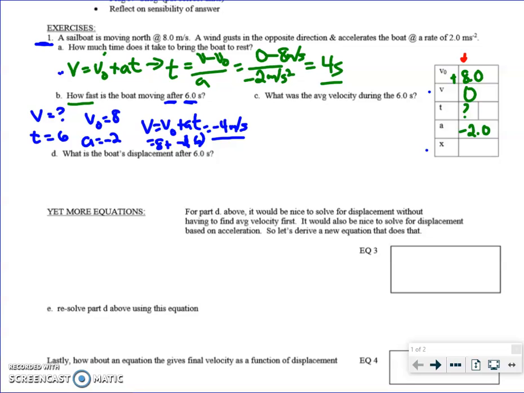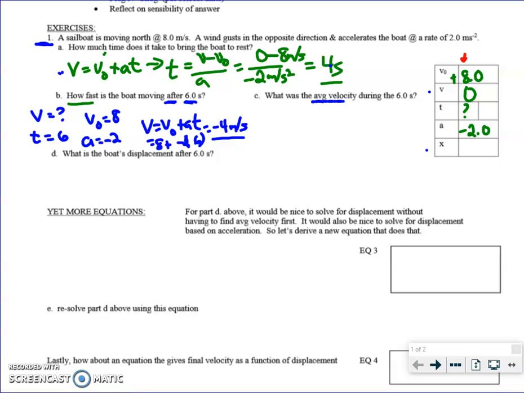Did I do anything silly here? I feel like I did something silly, but I don't see what it is. Well, actually that makes sense, because after 4 seconds it comes to a stop, so if the wind is blowing for even longer, 6 seconds, that means it has to be now going backwards. That's what that negative means.